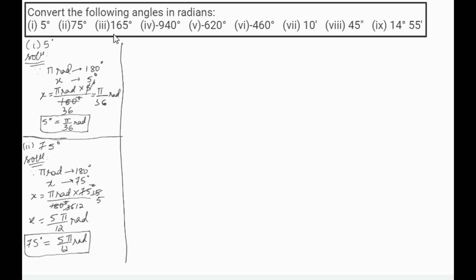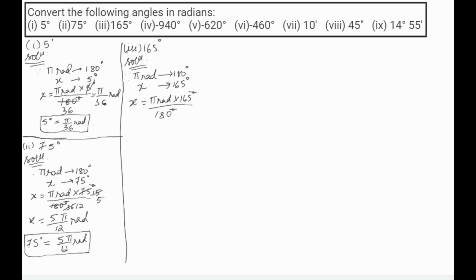The next angle given here is 165 degrees. The solution is: pi radians is equal to 180 degrees. Therefore, how much is 165 degrees in radians? Let this be x. When we cross multiply, we get x is equal to pi radians into 165 degrees divided by 180 degrees. The degree units cancel each other.